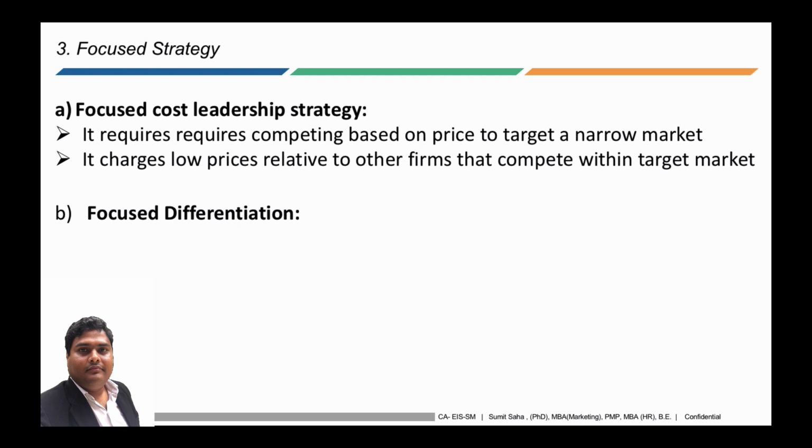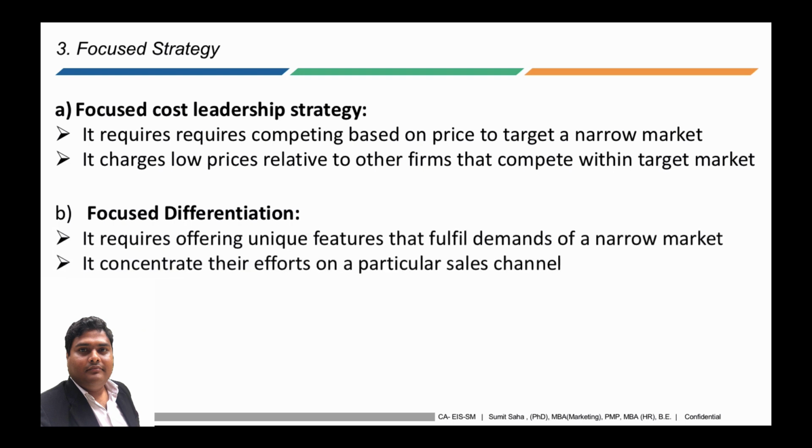Then focus differentiation strategy is what? It requires offering unique features that fulfill the demands of the narrow market. Now think, what is the difference between Apple Air book, this one, and Mac Pro, black color? What is the difference? The processor is different and programmers love that, okay? Something like that, right? So that is the narrow market they are targeting through Apple Pro. I will not buy, I don't need it. I need it only for presentation purposes. Correct? So for the narrow market, they are making the differentiation.